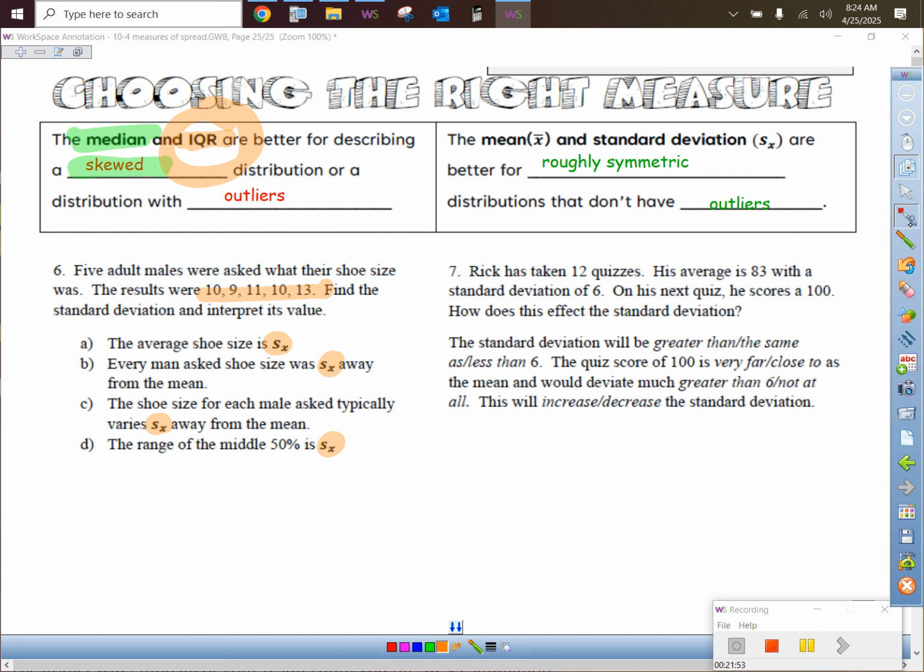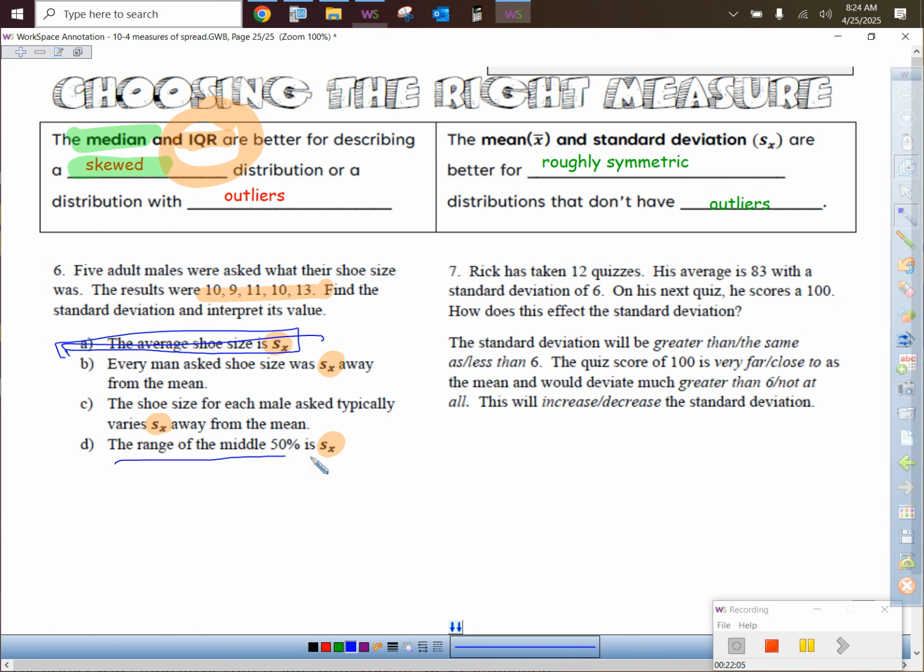Is standard deviation the same thing as the average? Or is there a different word for that? What word means average? So it's not A, right? It's not the average. Is standard deviation the range of the middle 50%? Or has that got a different name? What's the range of the middle 50% called? That's the interquartile range, so it's not that.